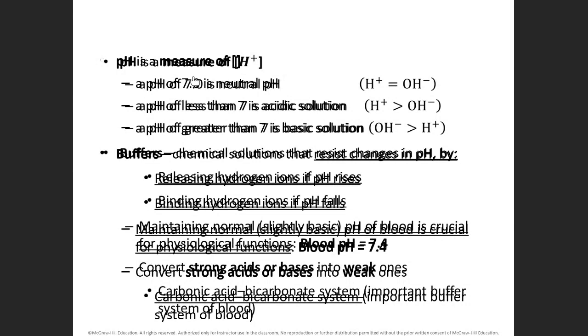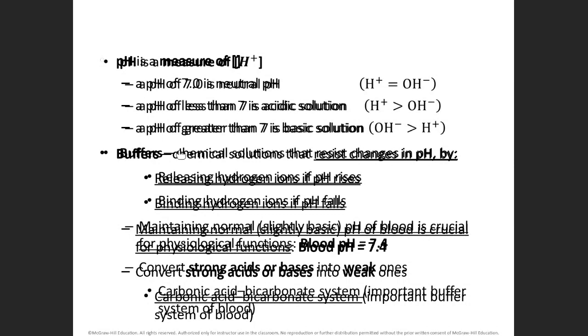So pH of 7, you've got to know these numbers, is considered to be a neutral pH. Don't worry about what's in parentheses. Just know the number here, 7. 7 is considered neutral. If you get a measurement of a pH of less than 7, that means the solution is acidic. Greater than 7 is basic. Definitely want to know those numbers for sure.